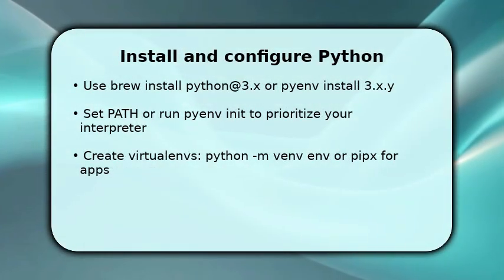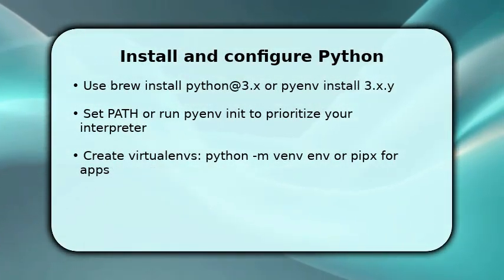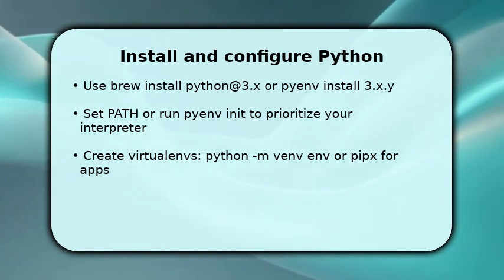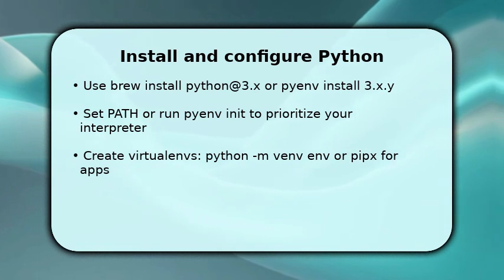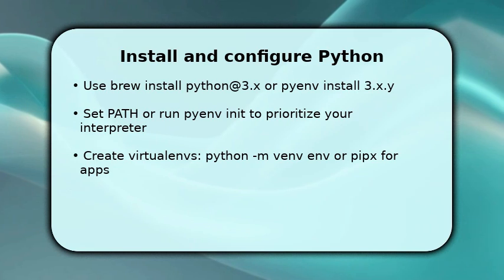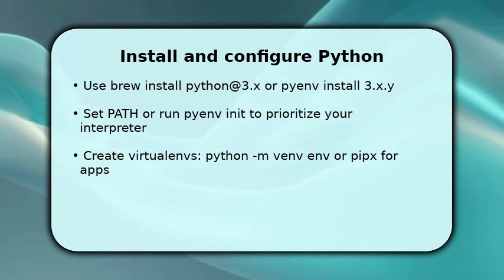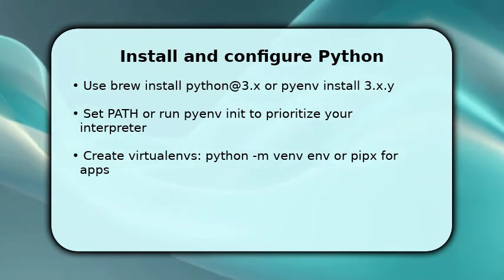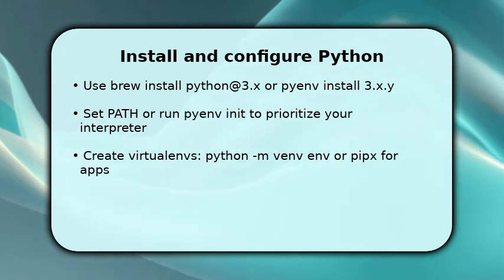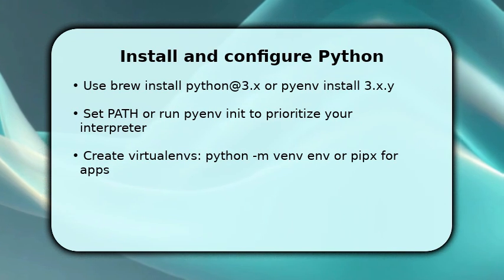You now install a concrete Python release and configure the shell so that your chosen interpreter wins. If using Homebrew, run brew install python@3.x and then add /usr/local/opt/python@3.x/bin to PATH. If using pyenv, run pyenv install 3.x.y and pyenv global 3.x.y, then restart your shell.